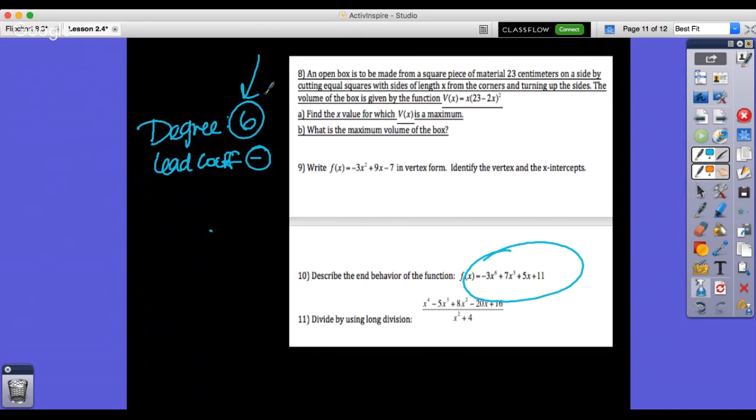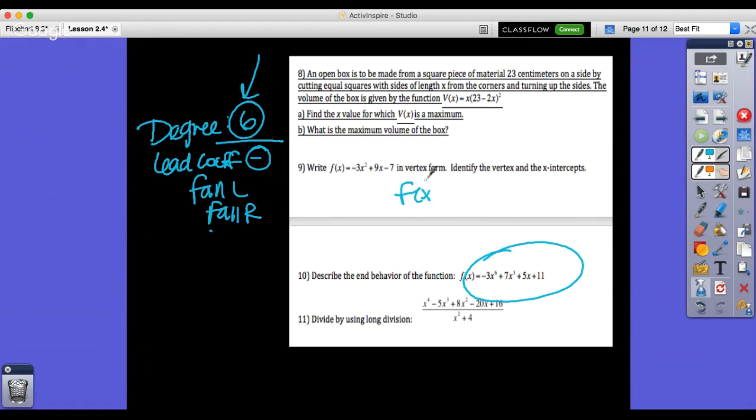If it's even, they will rise and fall together: rise left, rise right, or fall left, fall right. No matter what, if it's even, it's either both rise or both fall. Since the lead coefficient is negative here, it's fall left, fall right. If it's odd, I go positive because of positive slope. Let me go again.